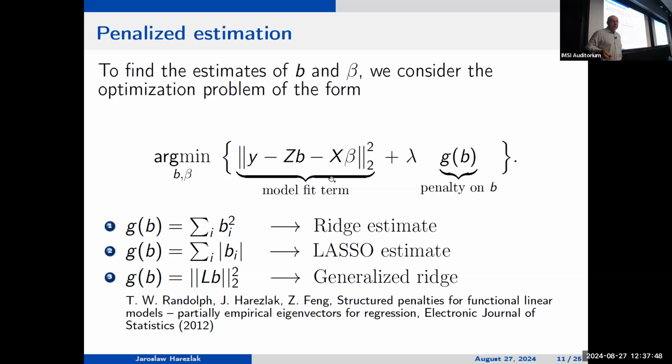Now, what's nice about that? Well, we can incorporate that in a penalized or regularized regression framework. So usually how we would solve such a problem, in a simple continuous outcome, we would add some penalty to our least squares criterion. And there have been tons of penalties proposed, starting with ridge estimate and lasso and generalized versions of those. But in this paper that I mentioned at the beginning, we use structured penalties for functional linear models, partially empirical eigenvectors for regression. We use MRS as an example in that paper.